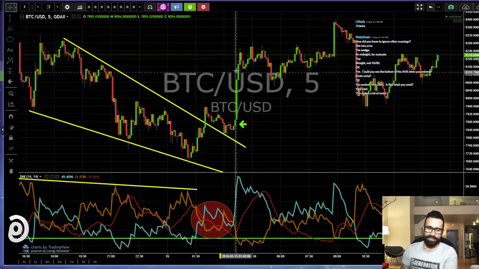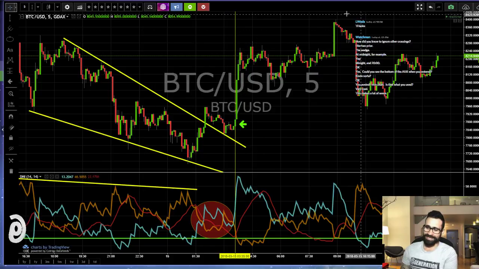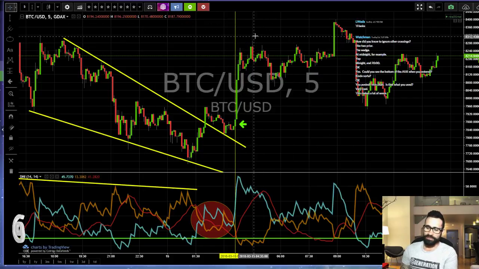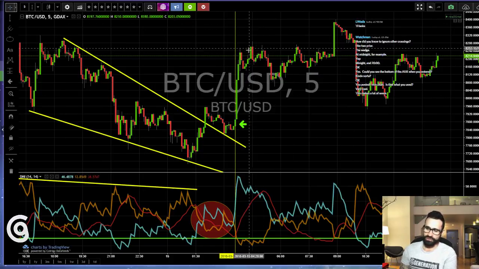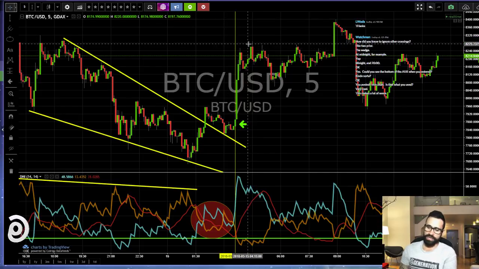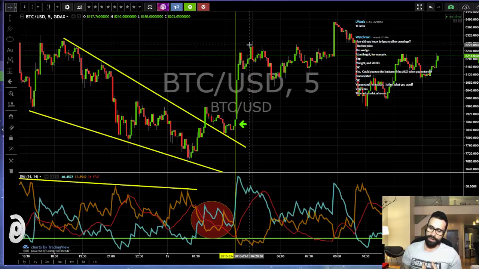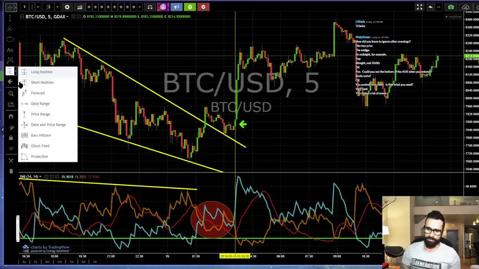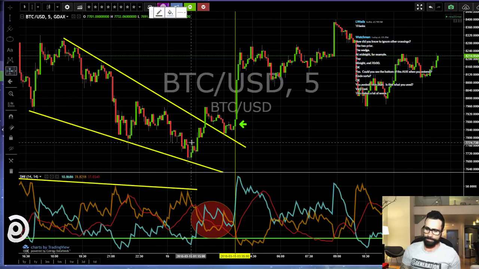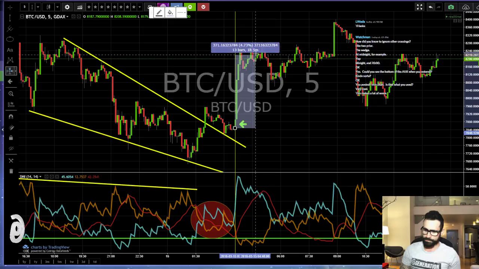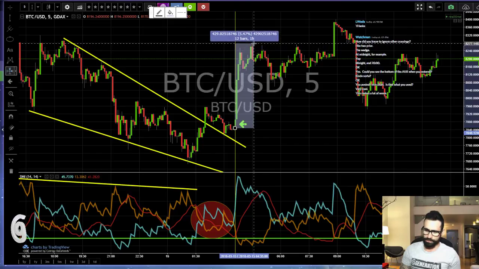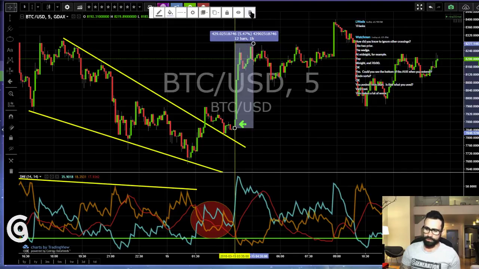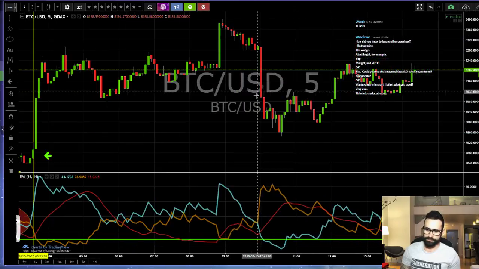Next up, I closed my 50x margin position pretty early on because I made about 238%. And where did I close it and why did I close it? I closed it, one, because I wanted to go to bed, and two, because I made 238% in under an hour. 12 bars, 1 hour.